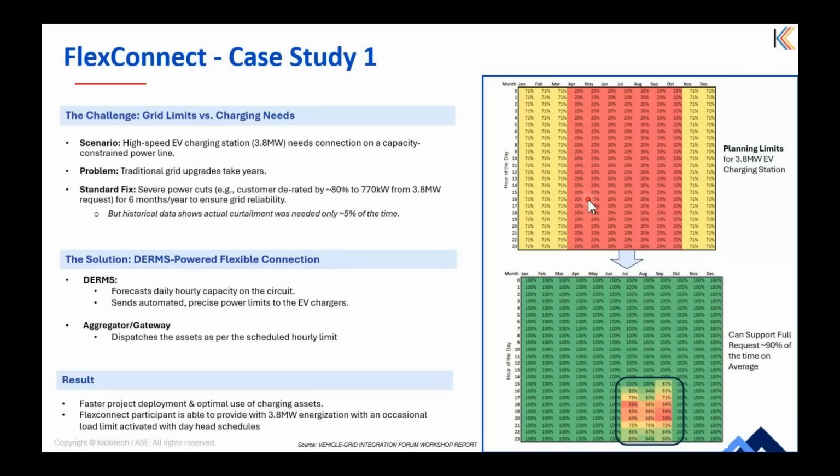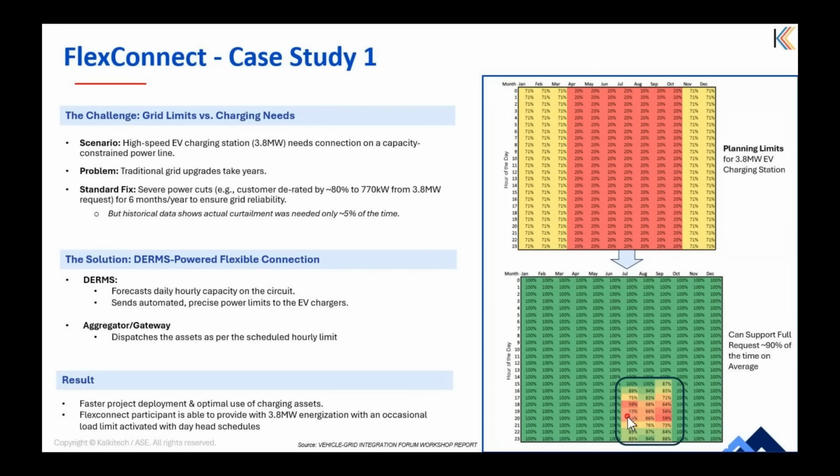So now look at the solution using flexible interconnection. PG&E DERMS forecasts the actual hourly capacity available and sends precise, automated power limits specifically to the EV chargers. The AC aggregator and gateway system receives these hourly limits from PG&E and ensures that the charging station operations are dispatched according to the limits set by the utility.